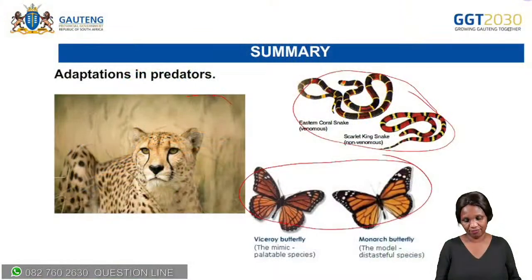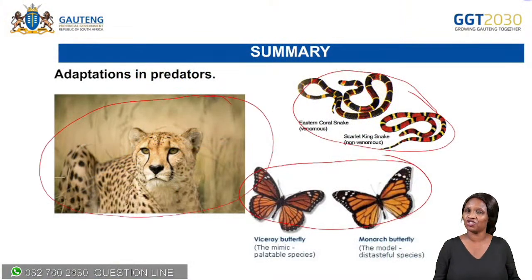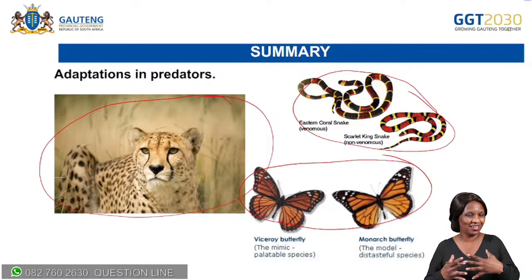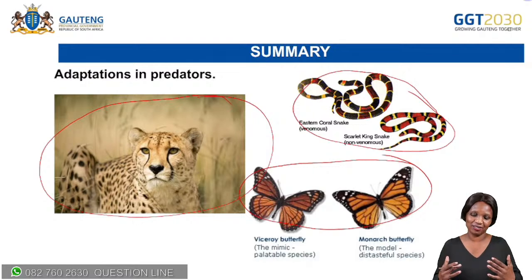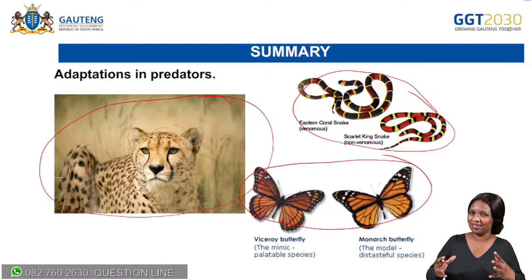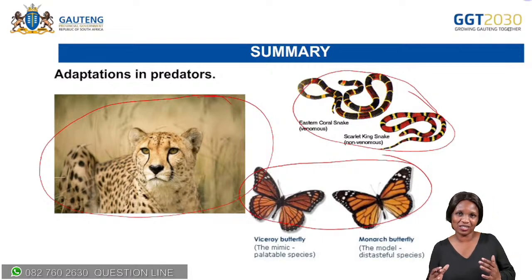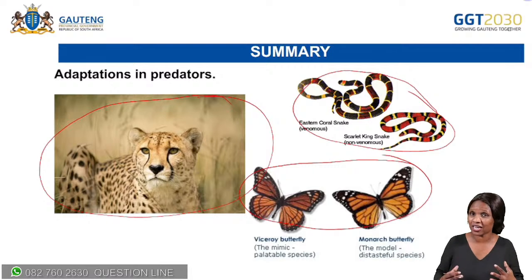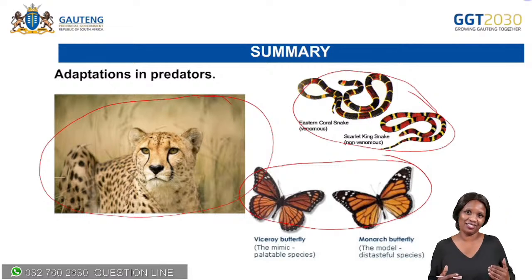All right. And then let's look at the cheetah. Look at the color. This is camouflage. All right. It is blending in with its environment. All right. It is blending in within its surroundings. Therefore, it will be very difficult for the prey to notice it. Do you get that? Good.